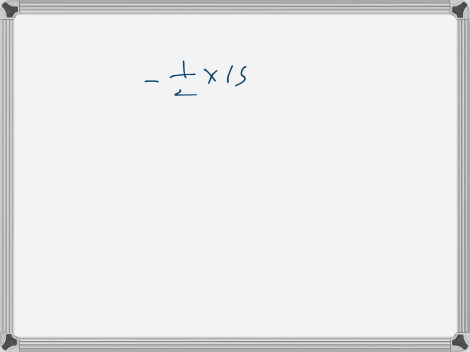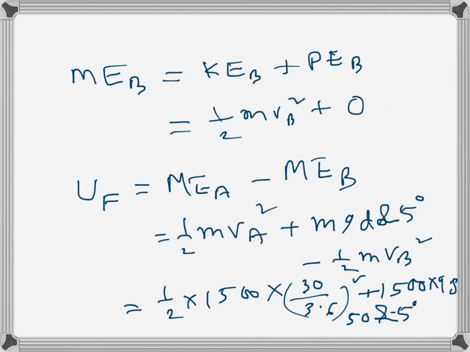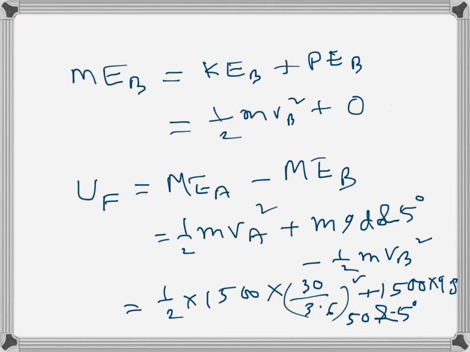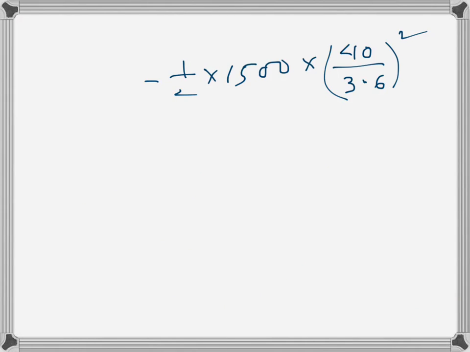Half into 1500. Now I am writing this part, half m VB square. That will again be 40 divided by 3.6 because that velocity is 40 kilometers per hour, converted to meters per second. So I will just write the result directly. What I got exactly is 23.55 kilojoules. That is the result I got.